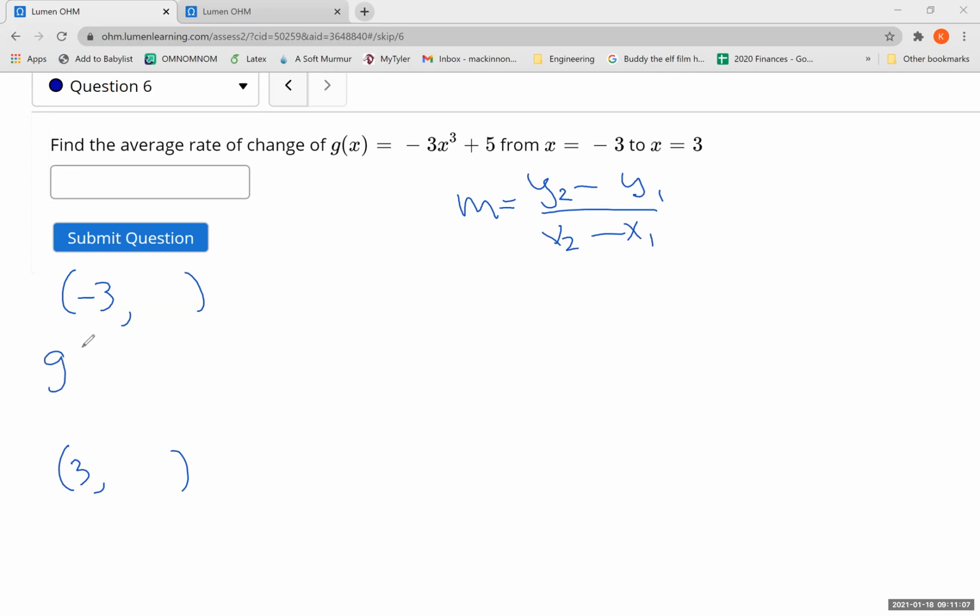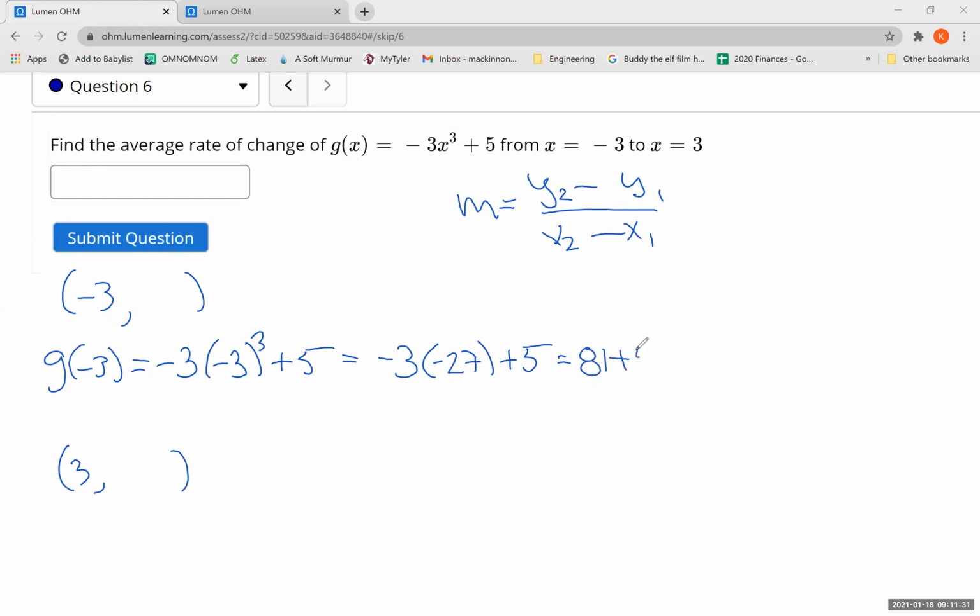So let's find what g of -3 is. So I get -3 cubed plus 5. Right. -3 cubed is -27. So then I get -3 times -27 is 81. Plus 5, that's 86. That's my y value. Okay, great. So there's my y value.